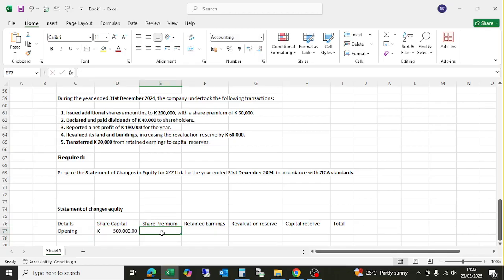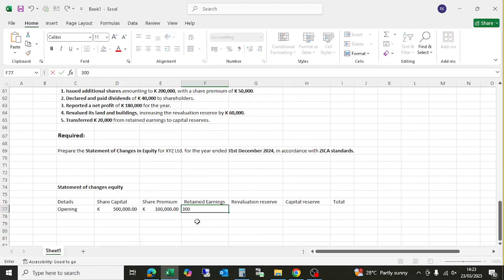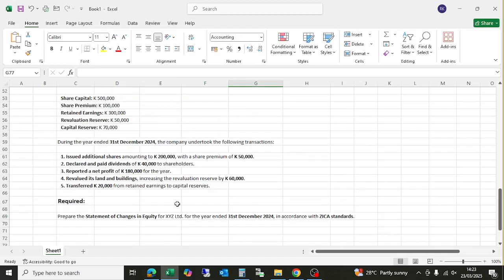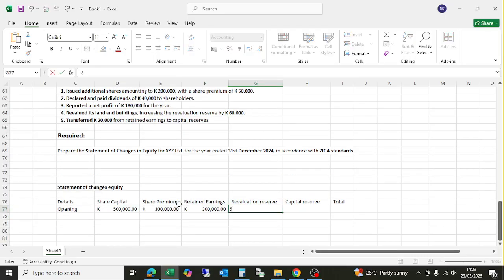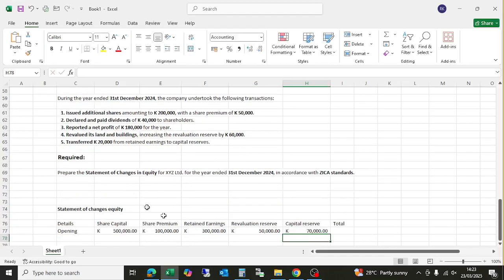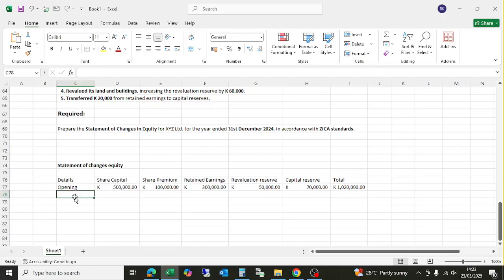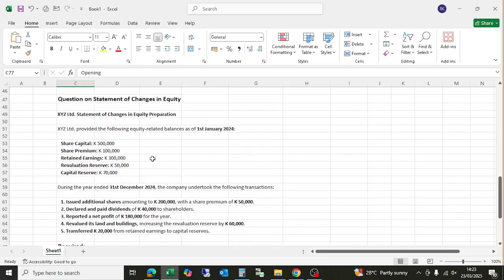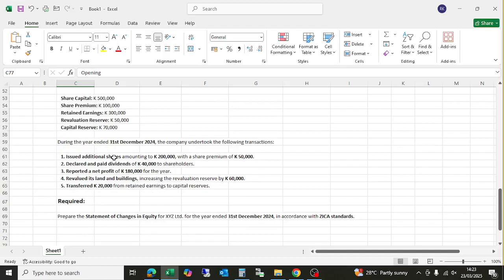and then the opening balance for share premium is 100. Then the opening balance for retained earnings is 300. Then the opening balance in our revaluation is 50,000. Then the opening balance in our capital reserve is 70,000. So basically our total here will be 1,020,000 kwacha. Perfect. This is the opening balance as at 1st January. You see they're saying related balances as at 1st January. These are opening balances. Now let's see what happened during the year.